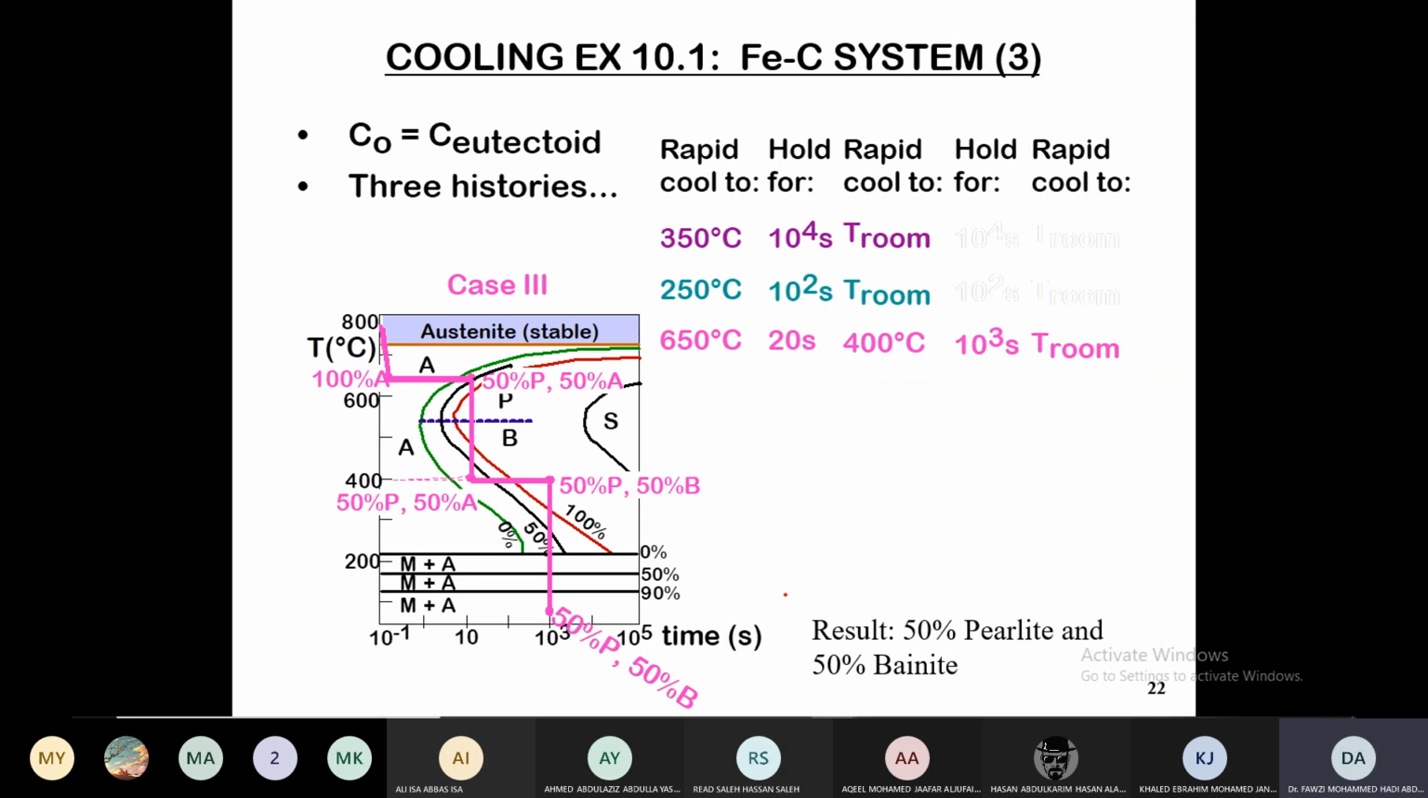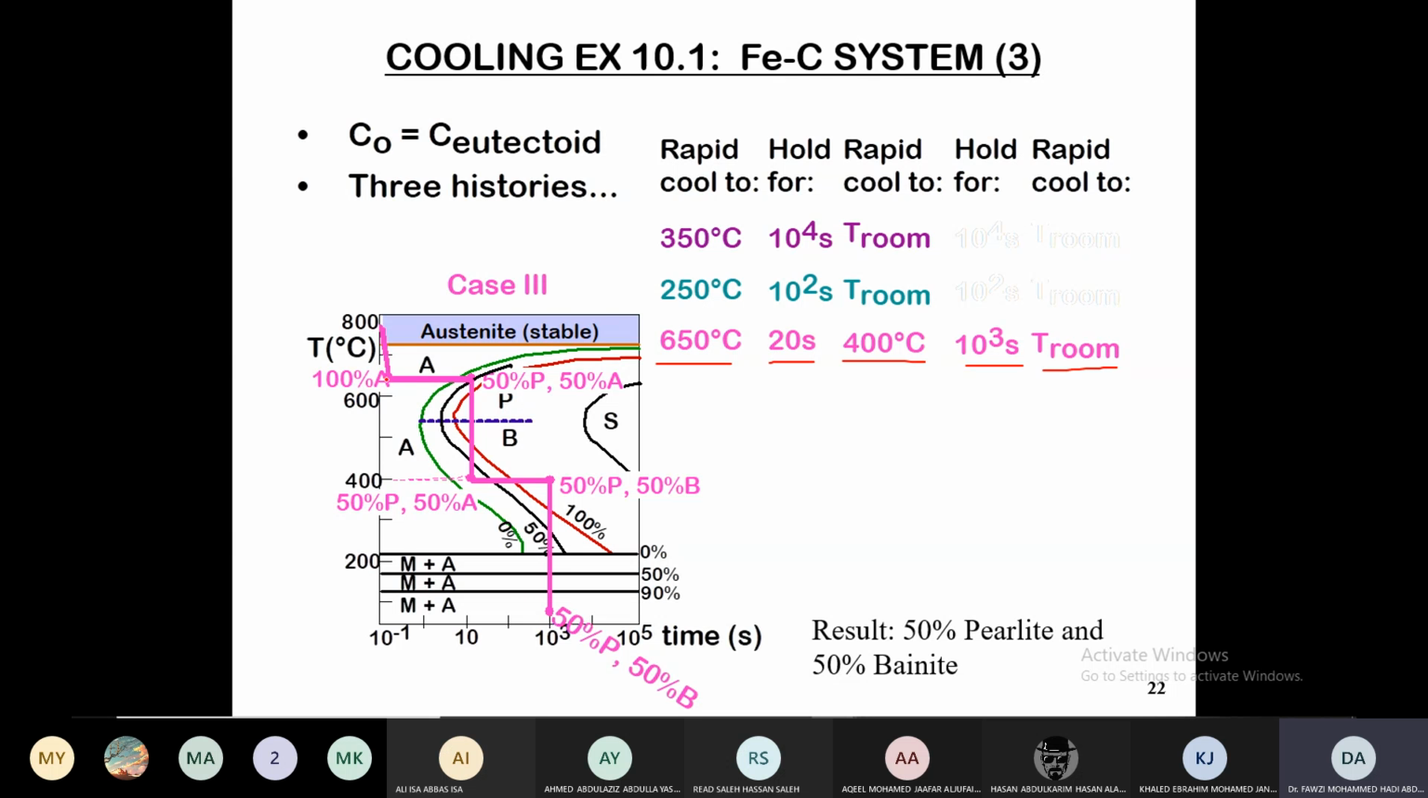Okay. Then the last example is basically quenching to 650, then keeping it for 20 seconds, then quenching again back to 400 degrees centigrade, and then holding it for 1000 seconds, then quenching to room temperature. This is going through different cycles there.